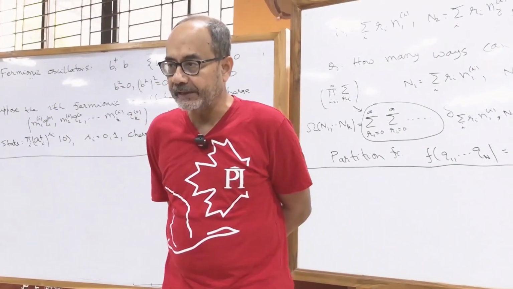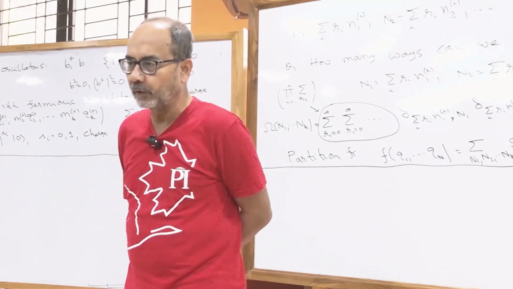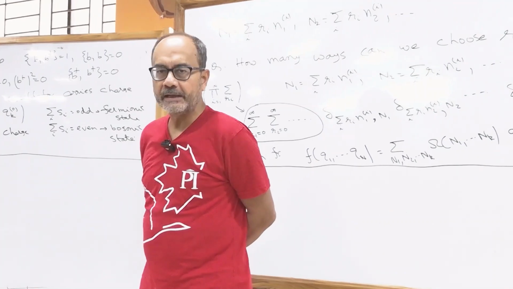So A dagger is a fermionic creation operator, right? That's the meaning of saying that it's a fermionic oscillator, right? So A dagger is a fermionic creation operator. Is this okay?